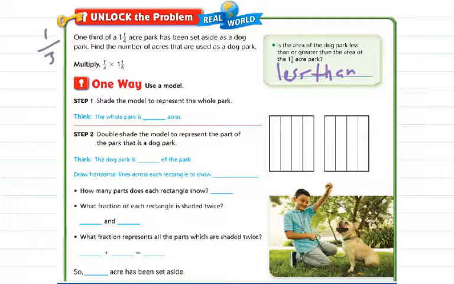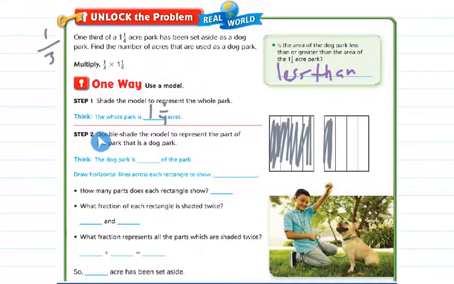dog park. So step 1, we're going to use a model, and it says shade the model to represent the whole park. So it says, think the whole park is 1 1/4 acres. So what we would say, we would shade one whole and 1/4 of the other whole.